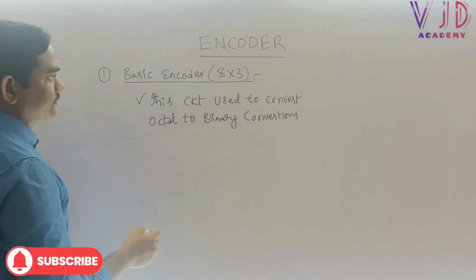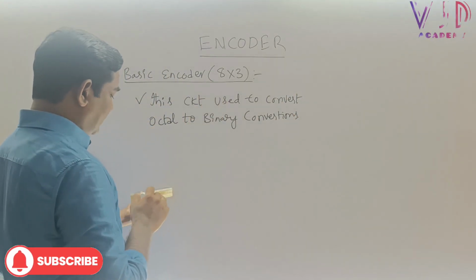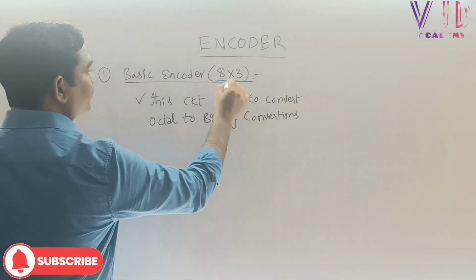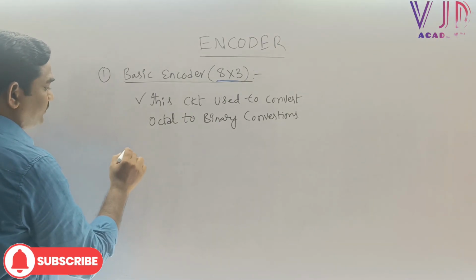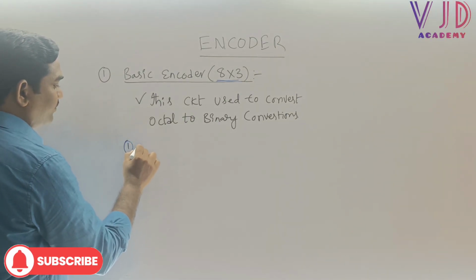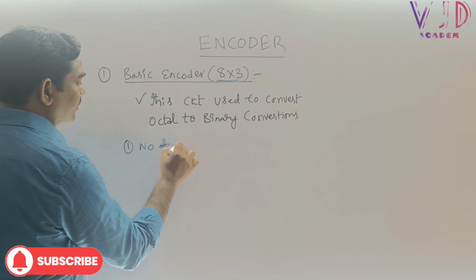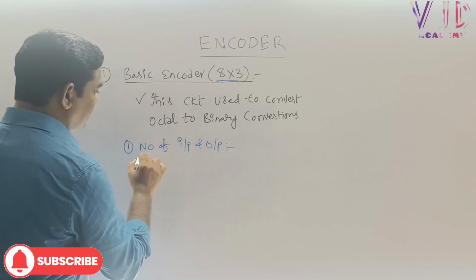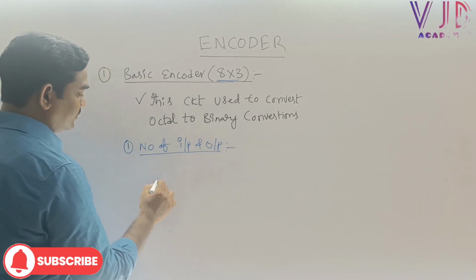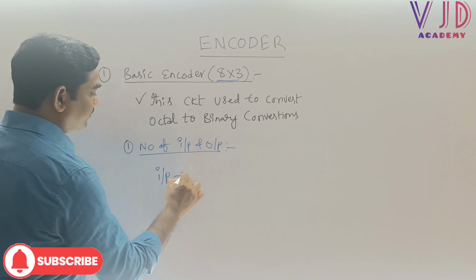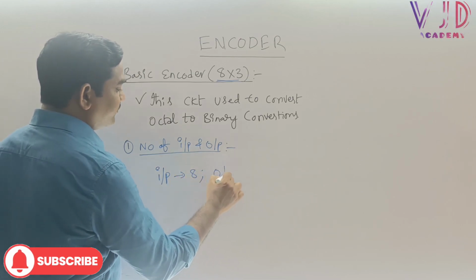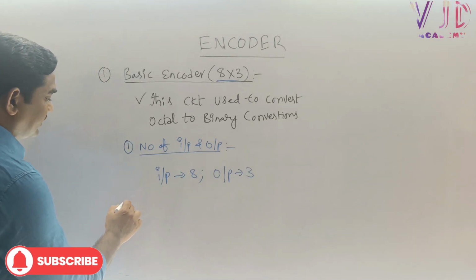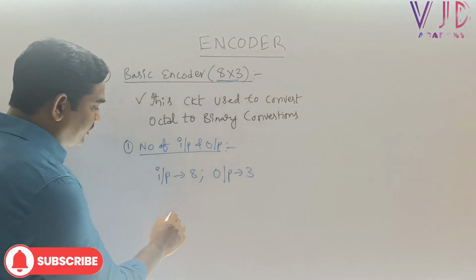Sir, here based upon the question, we can write the things. How many number of inputs are, sir? Here we have 8 inputs. First point, number of inputs and outputs. If you see, there are 8 inputs and outputs are, we can say that, 3. So this is what. And now the second thing, I just want to write the block diagram.